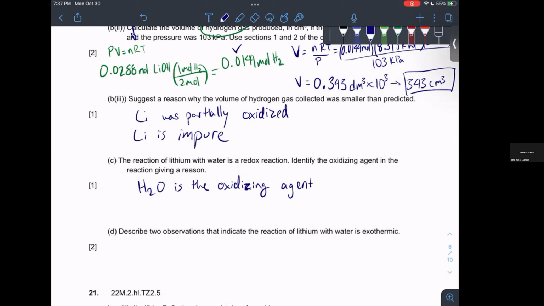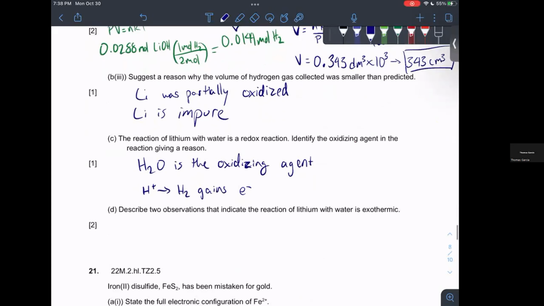And then it says give a reason. Well, you just have to show that you know that hydrogen is reduced. So you can say H+ turns into H, which means it gains, or H2 gains electrons. That's good enough. Or if you want, you can even say the oxidation state goes from +1 to 0. Either of those will help you get your mark.